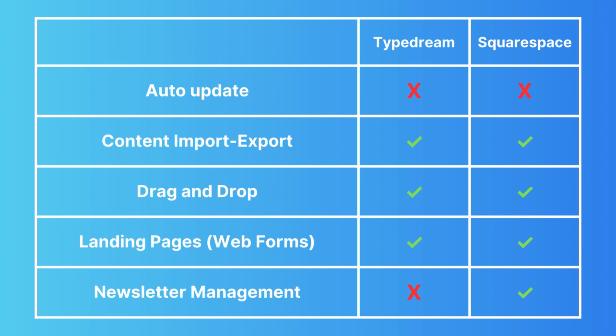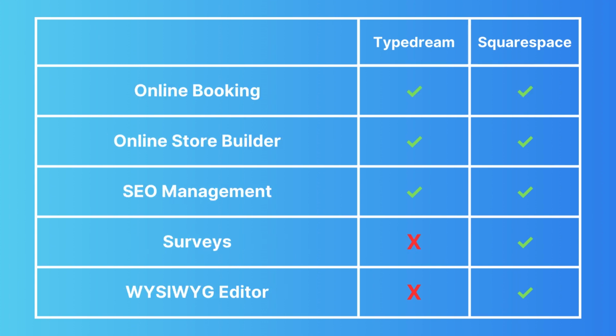Now, this one is very important if you really want to scale your business, if you really want to grow. I think a newsletter is a must. Squarespace offers a newsletter management option. Typedream does not, so keep that in mind. You can of course use external tools such as Beehiiv, ActiveCampaign, ConvertKit, etc., but keep in mind that Typedream does not offer that in their own software.